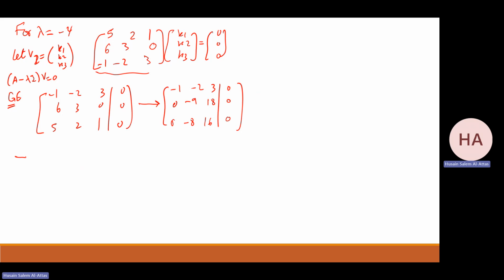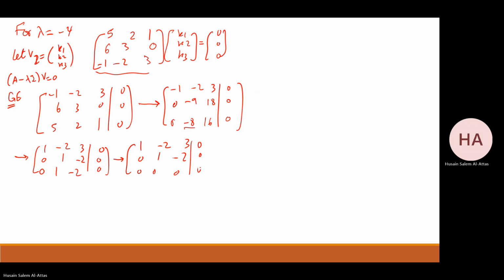Divide by minus 9. That will be 0. 1 minus 2, 0. Divide by minus 8 here. Have 1 minus 2, 0. So that gives me 1 minus 2, 3, 0, 1 minus 2. That will be 0, 0, 0. Yeah, multiply by minus 1 and add it. Minus R2 plus R3.